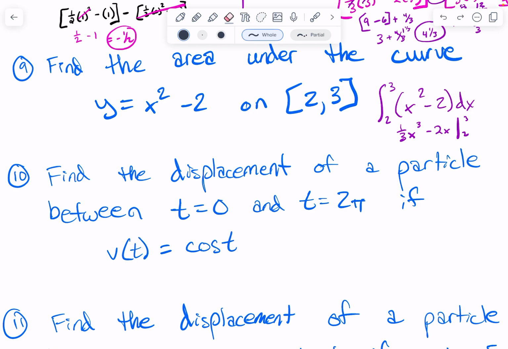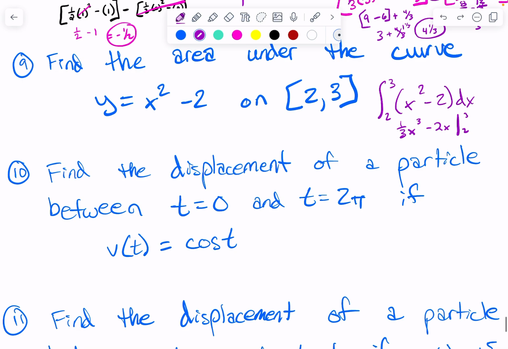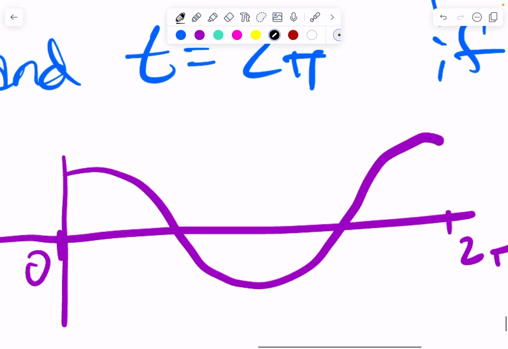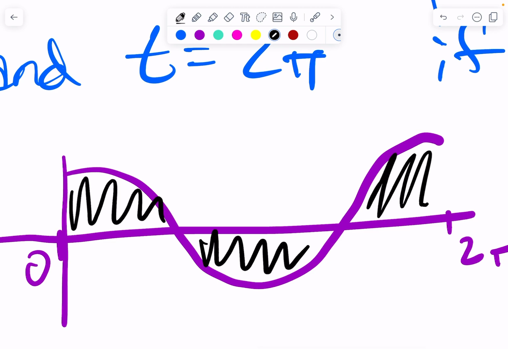Okay, when they ask for displacement, I'm just going to think about what cosine of x looks like. Cosine does one of these between 0 and 2 pi. Here's 0, here's 2 pi. Okay? All right, displacement means where am I in relationship to where I started? In other words, it's like finding the integral, right? Like where is my area at? Am I more positive area? Am I more negative area?